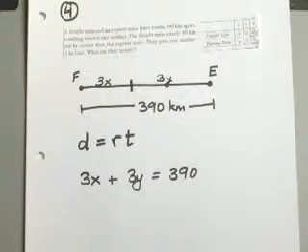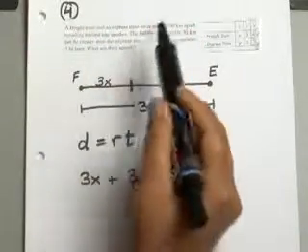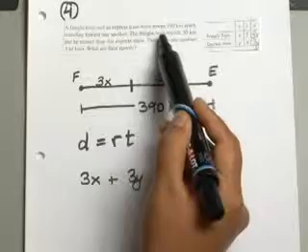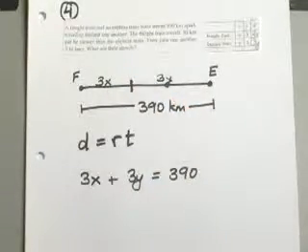Okay, we need one more equation, and that information was given to us right here. It says in our problem, the freight train travels 30 kilometers per hour slower than the express train.